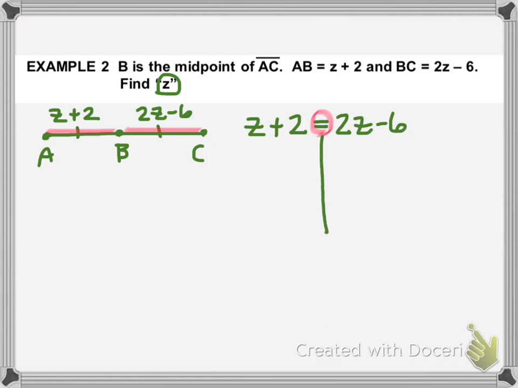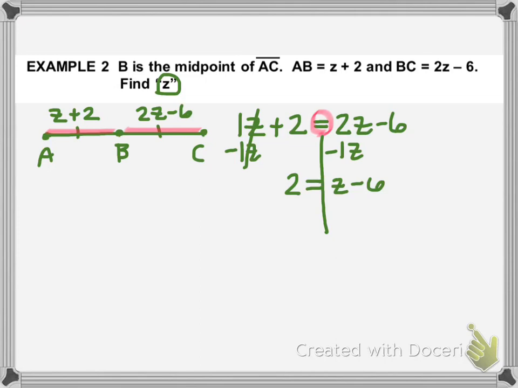We're going to get our z's on one side, either the left or the right. I'm going to move them to the right because I think it might be easier. So to move that 1z to the right, I'm going to subtract 1z from both sides. 1z minus 1z is 0. Bring down the 2 on the left. 2z minus 1z is 1z, but remember I don't have to put the 1. I can just put z minus 6. So I've got all my z's on the right.